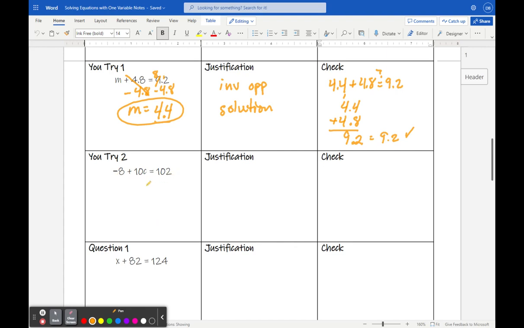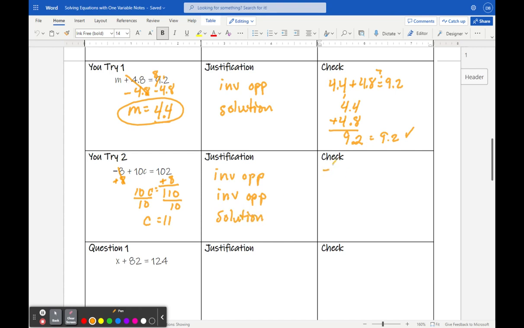Here we have -8 plus 10c equals 102. We're going to isolate that variable by adding 8 to both sides, leaving 10c equals 110. Isolate that variable through inverse operations. I see multiplication, so I'm going to divide. And we have that c is equal to 11, through inverse operations twice, and our solution.